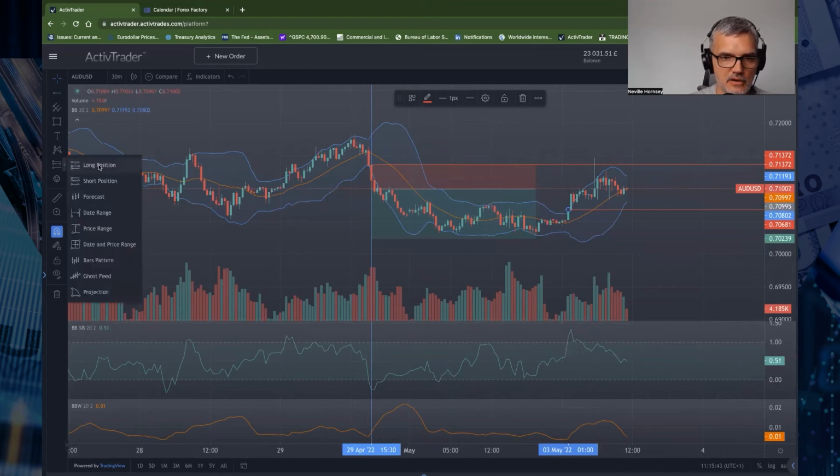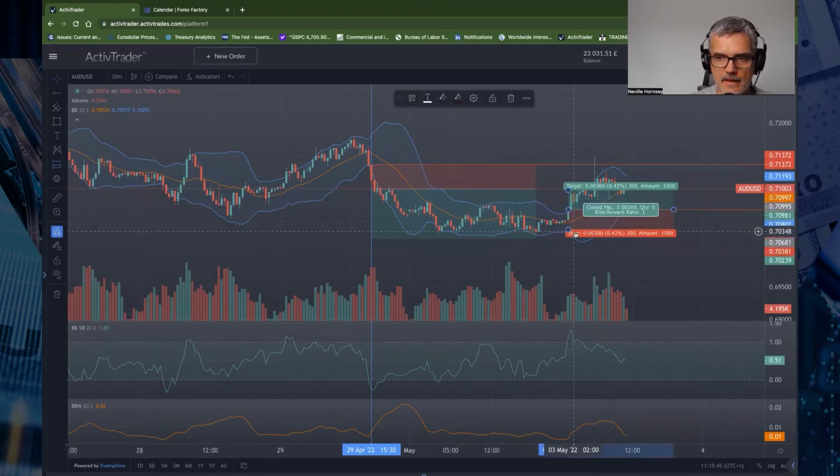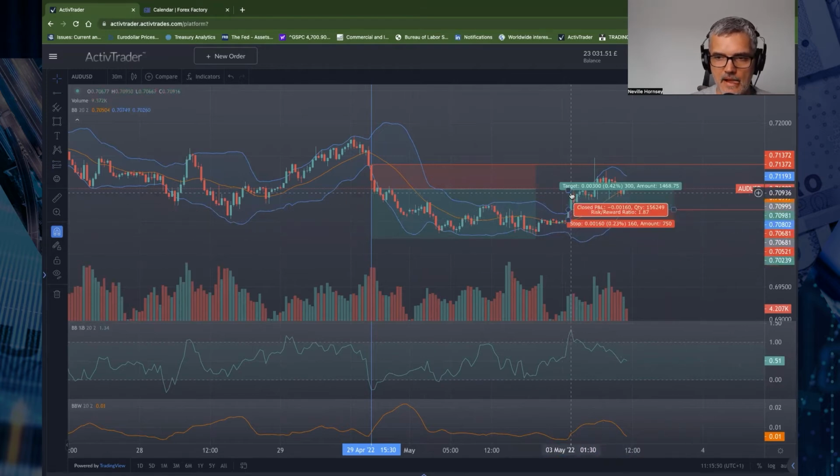So if I put a long on here, put our stop below the signal candle low, and then we want to drag it out until we get to a risk reward of 1 to 2. But you can see that we would have easily made 1 to 2, especially on the actual rate hike announcement.